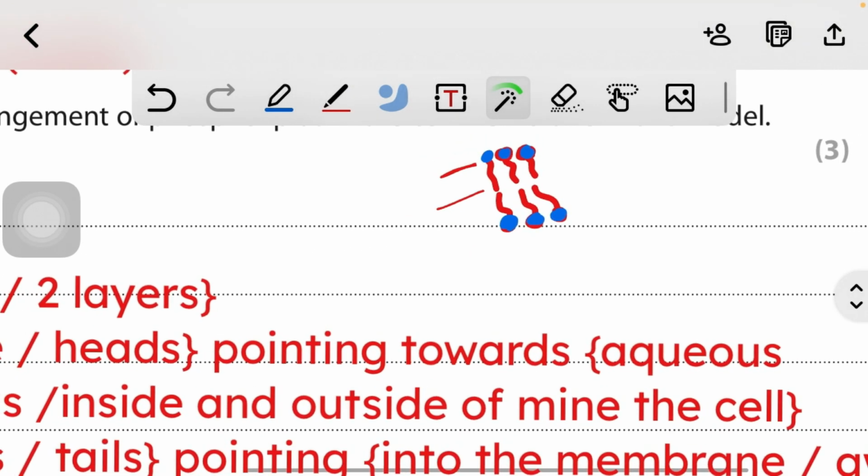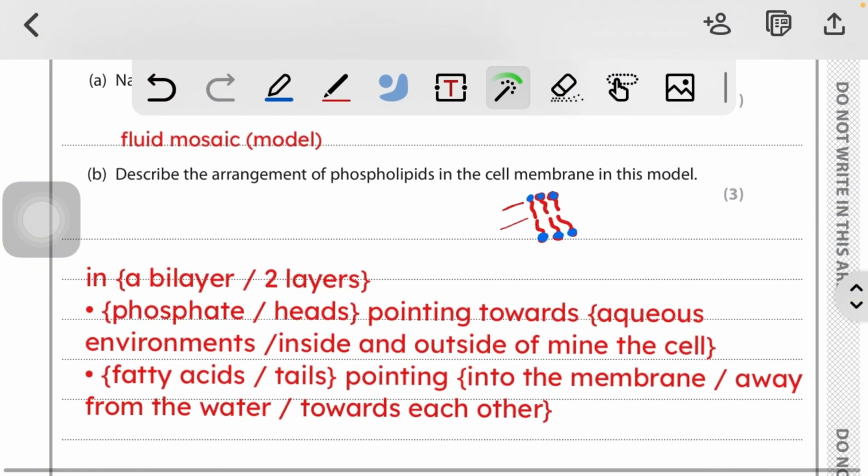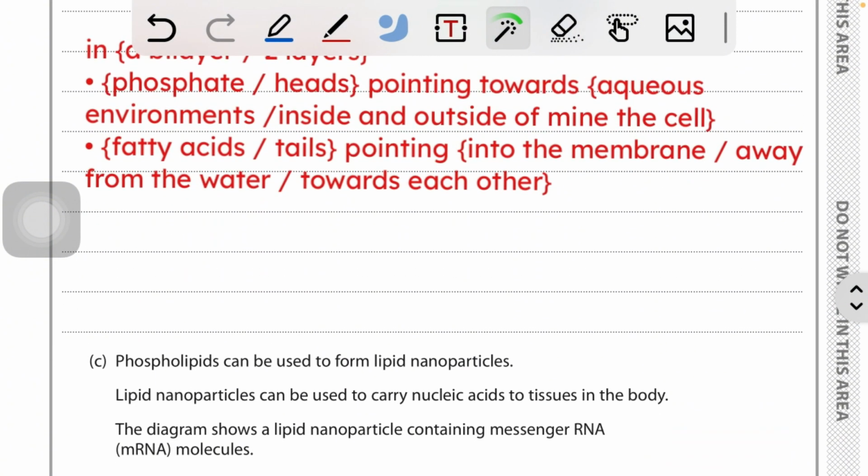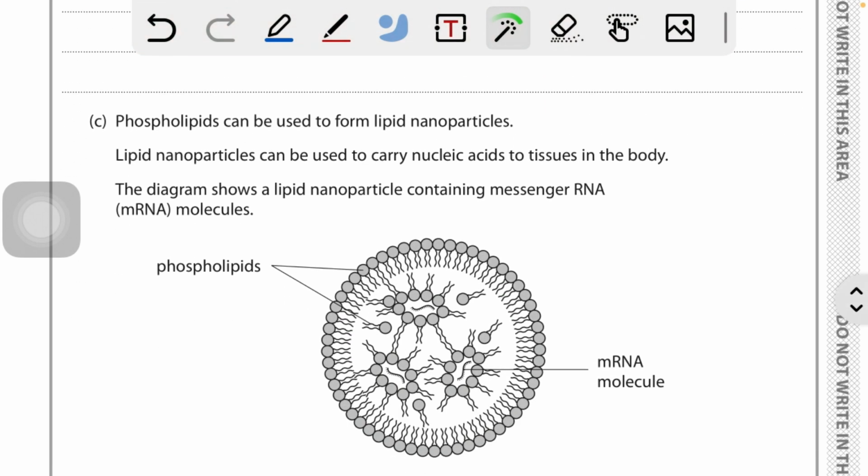Okay, so let's see the answer. It is in a bilayer, like two layers, as I showed you before. It's in two layers, with phosphate heads pointing towards the aqueous environment, inside and outside of the membrane of the cell, and fatty acid tails pointing into the membrane, away from the water, towards each other. This is the phosphate head, as I said before, and this is the fatty acid tail. Okay, so let's see the next question, number C.